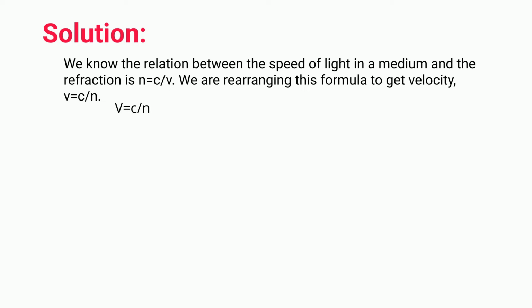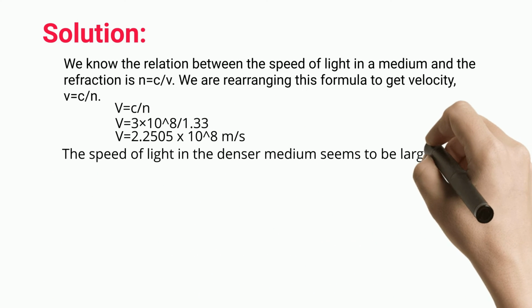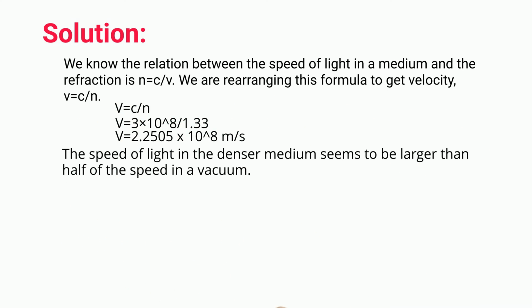v equals c/n. v equals 3 x 10^8/1.333. v equals 2.2505 x 10^8 m/s. The speed of light in the denser medium seems to be larger than half of the speed in a vacuum.